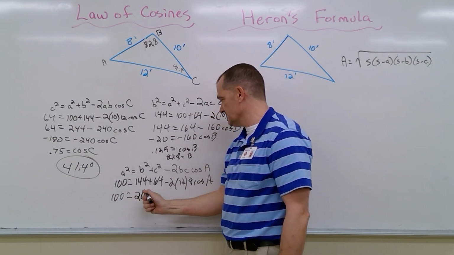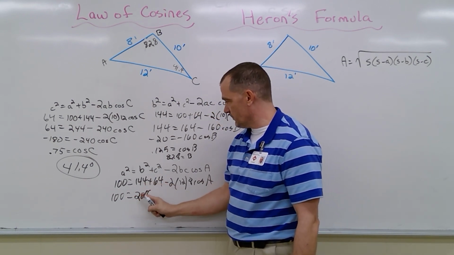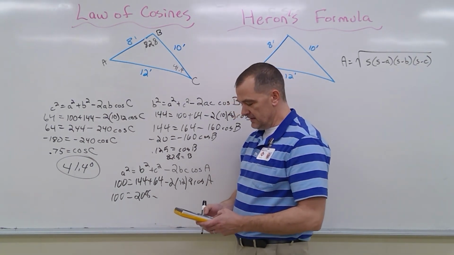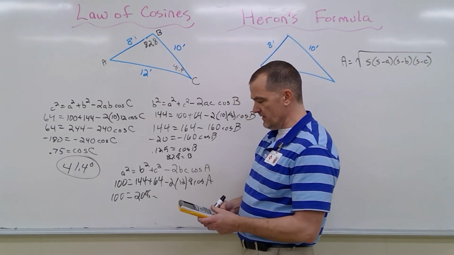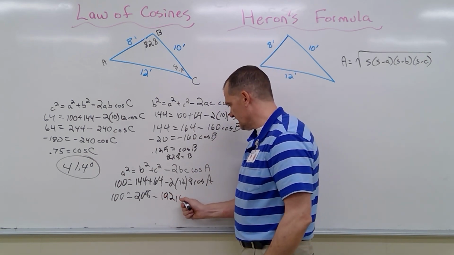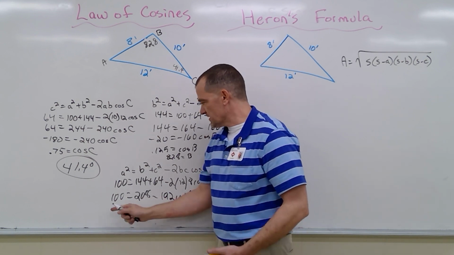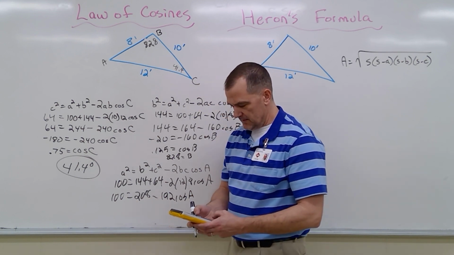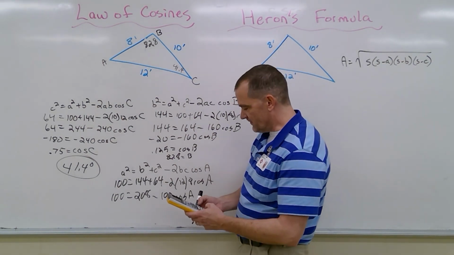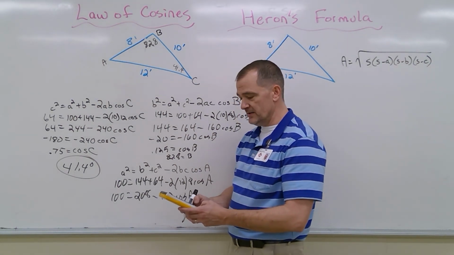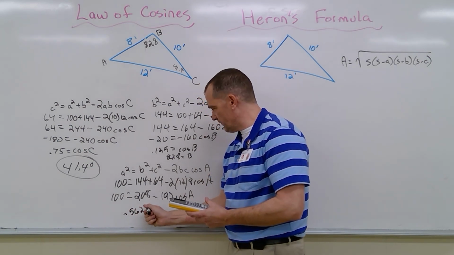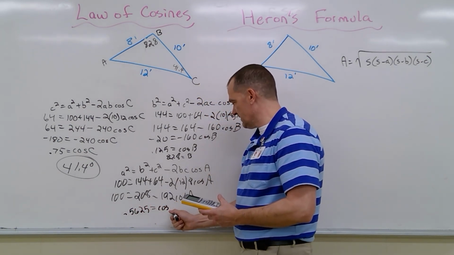That's 208. So 4 plus 4 is 8, 6 plus 4, beautiful, minus 2 times 12 times 8, which we can do in our head, that's 192, that's simply 12 times 16, times the cosine of a. I'm going to subtract 208 from 100. I'm going to divide by negative 192, and I get 0.5625 equals the cosine of a.